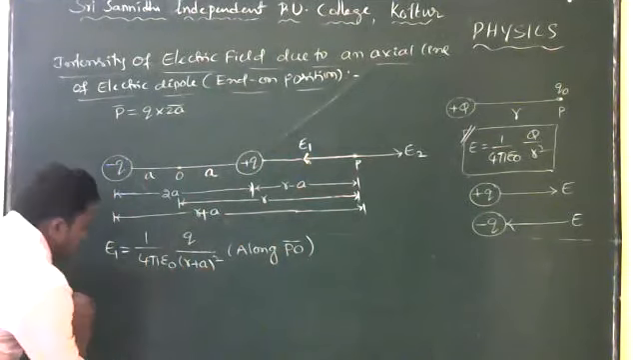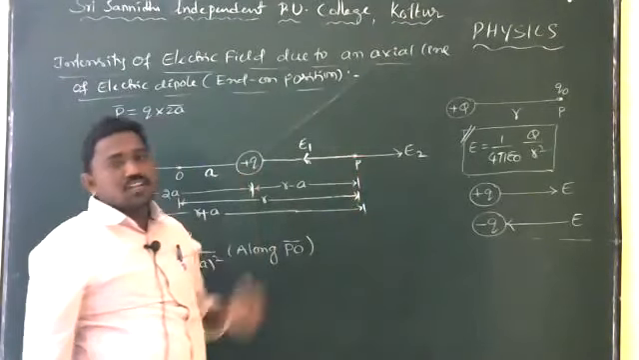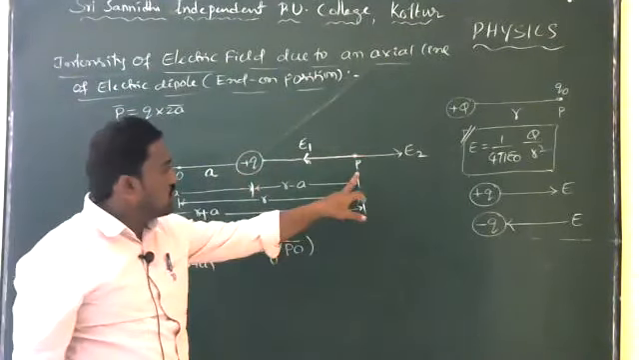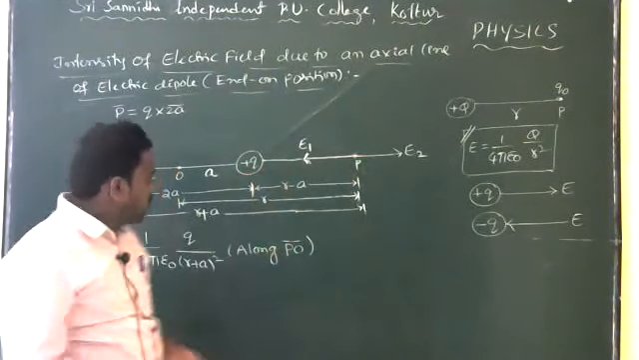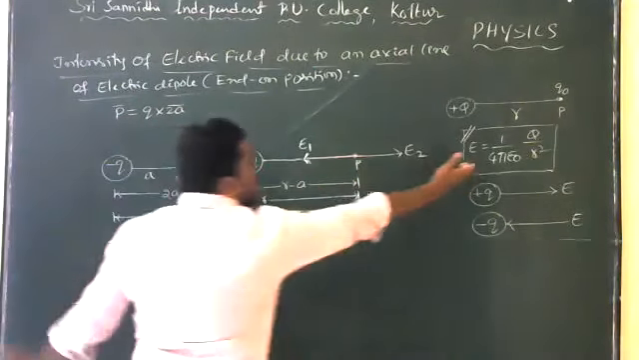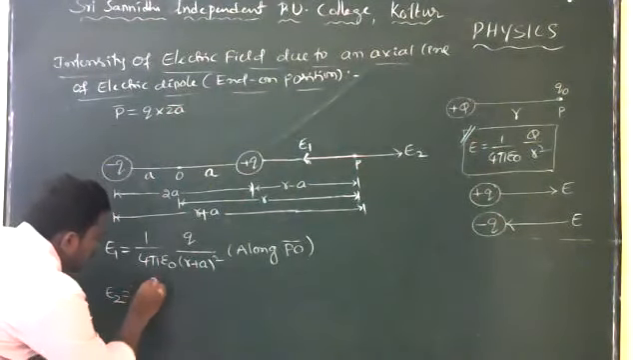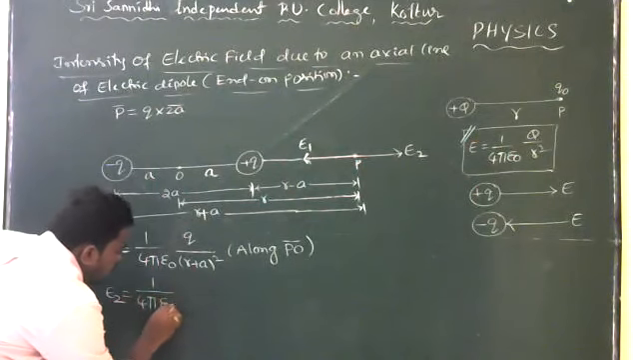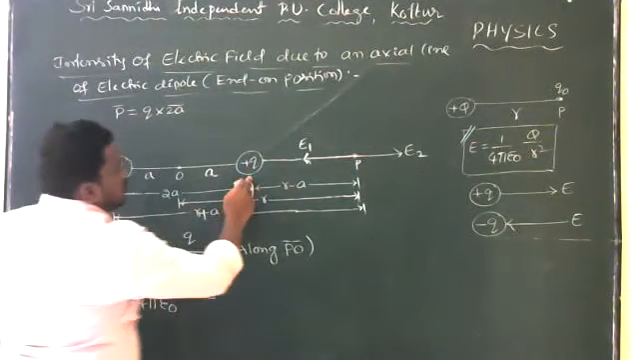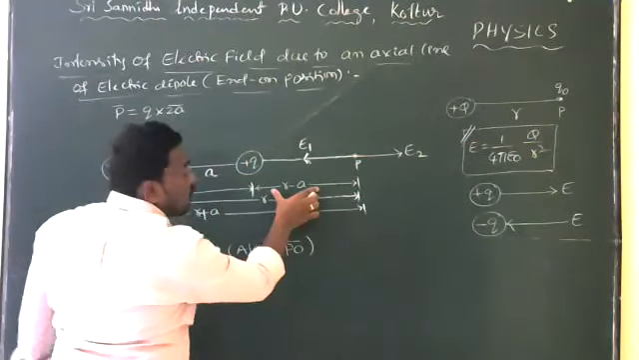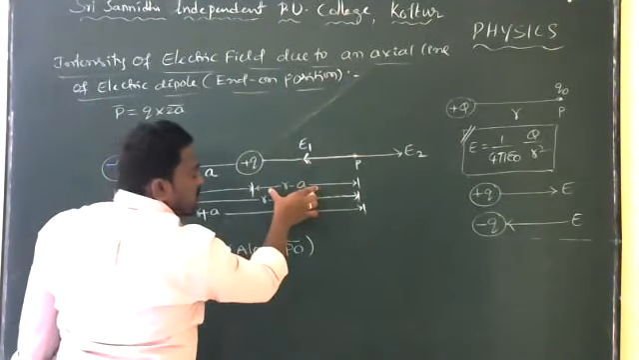Next, calculate the E2 value. E2 is the intensity of the electric field at point P due to plus Q charge. Using the same formula, E is equal to 1 by 4 pi epsilon naught Q by R square. So E2 is equal to 1 by 4 pi epsilon naught Q, with positive charge Q. What is the distance between plus Q and P? Here it is R minus A. The distance between plus Q and P is R minus A.